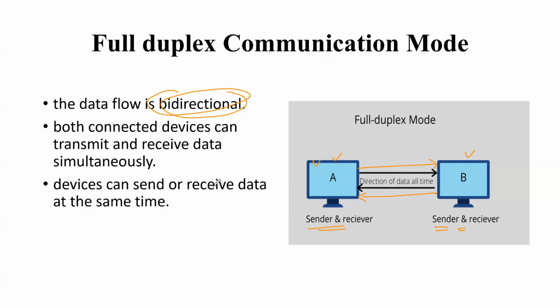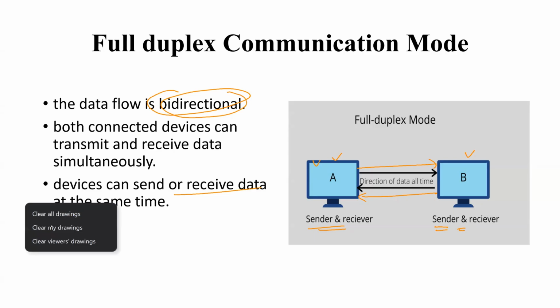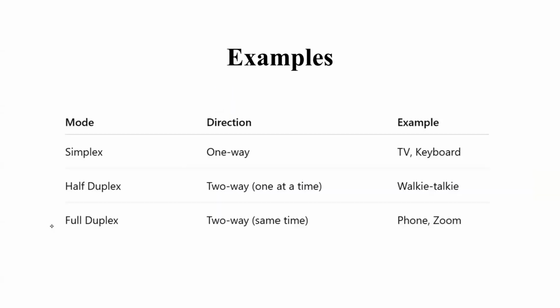But there is no such constraint when you talk about the full duplex mode of communication. So all the devices can send as well as receive the data at the same point of time. Now, let's see what are the real life examples for these different modes.